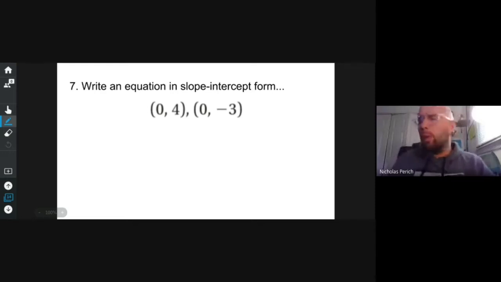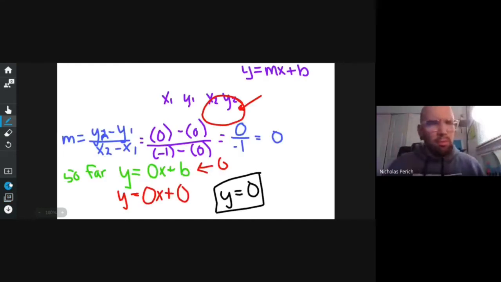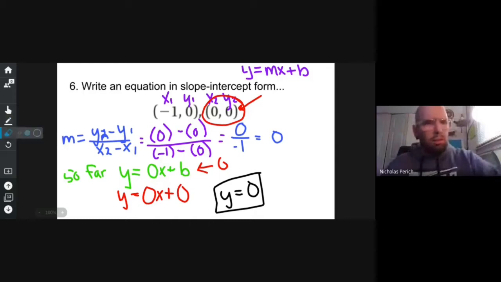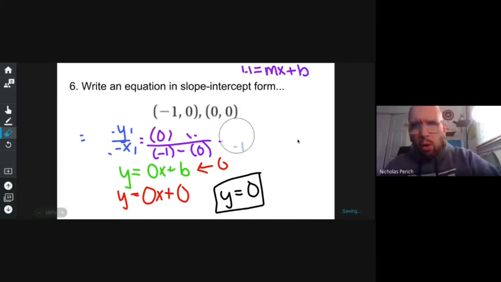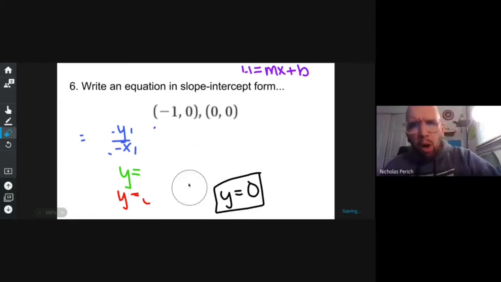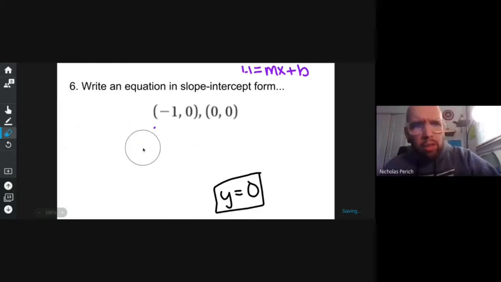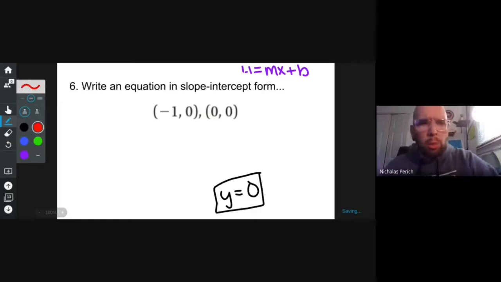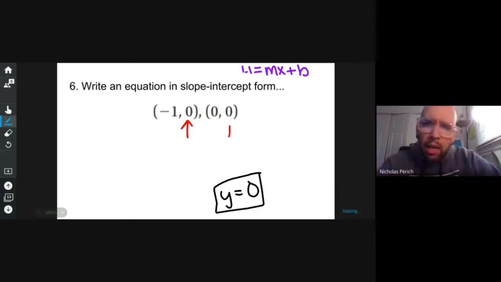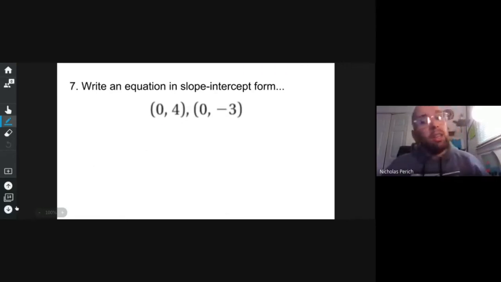Write an equation in slope-intercept form. Wait a minute. I'm gonna erase all of this and just look at my answer. The answer was y equals 0. Why was the answer y equals 0? Well, because look at that y value. And look at that y value. What's the y value in both of them? 0. So no matter what, y equals 0.